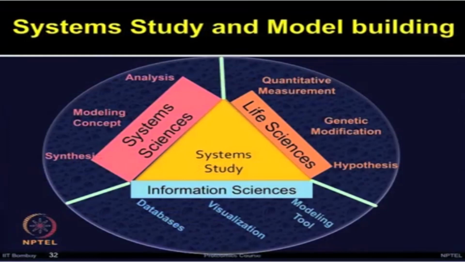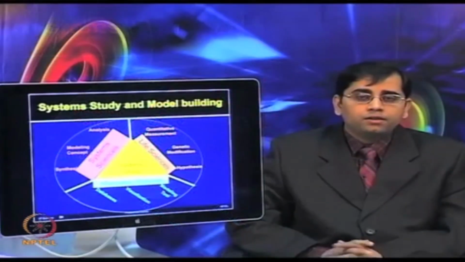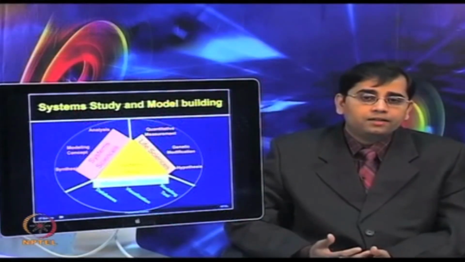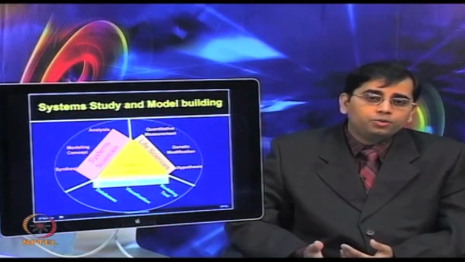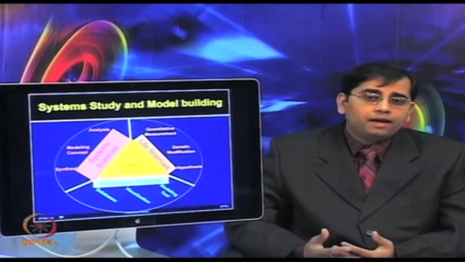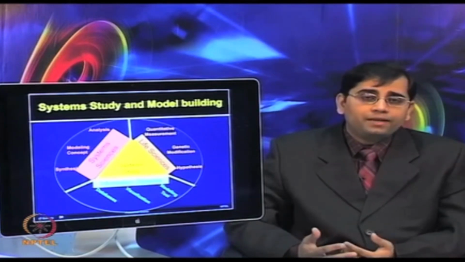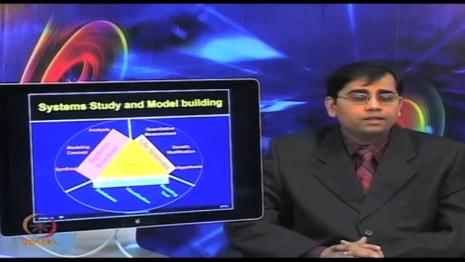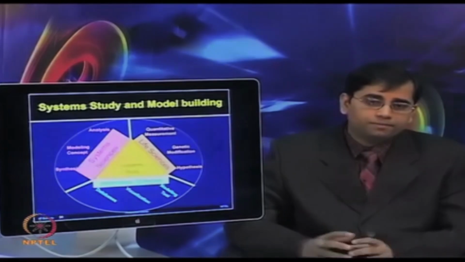Systems study and model building. The system science includes synthesis, modeling concepts, analysis. Life sciences discipline provides quantitative measurements, genetic modifications, and deriving some hypotheses. The information sciences enable the visualization, the modeling tools, and different databases. So, this model building as an aid to understand the complex system is very useful for systems level investigation.